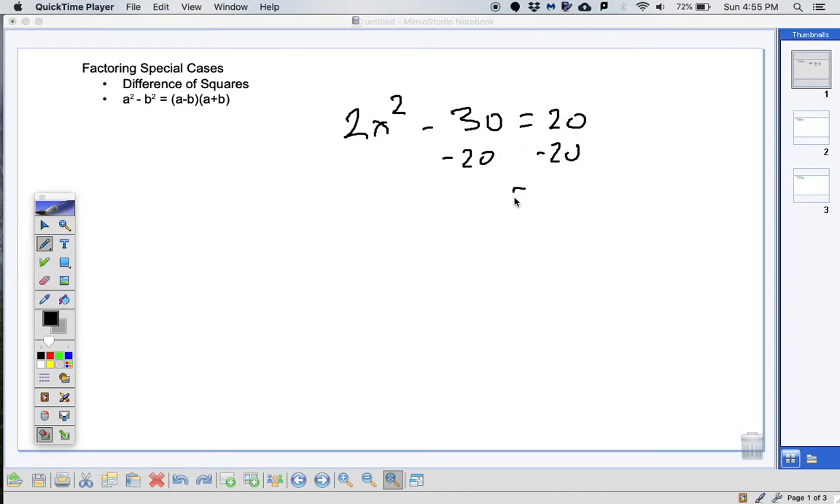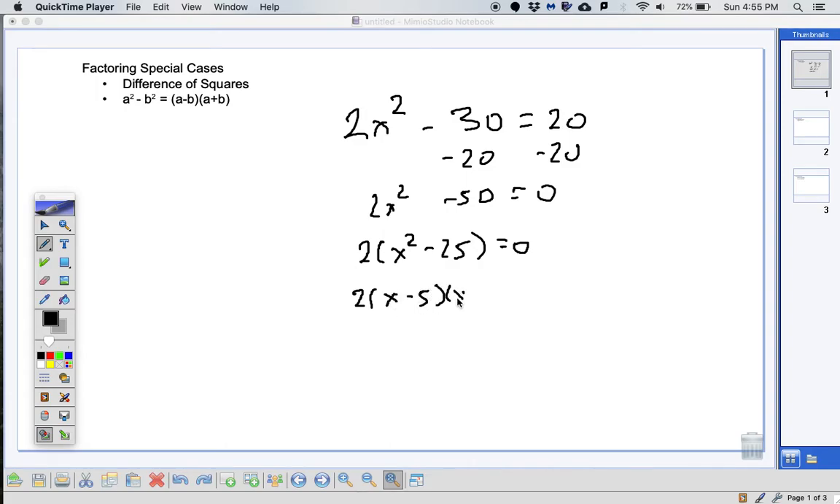So 20 minus 20 is 0. Negative 30 minus 20 is negative 50. And I still have this 2x squared. And now I can do the other thing I was just doing, which is I have a 2 in common. So I'm going to bring the 2 out front. And then I can use our new technique and factor this thing. And as I just showed you, this becomes x minus 5 and x plus 5, because x times x is x squared, and 5 times 5 is 25. And if you multiply this out, you'll find out it works. So this is another technique that you can use in this case.